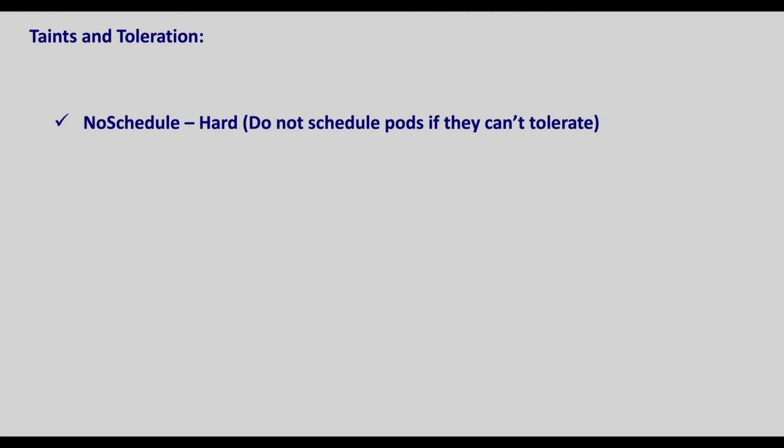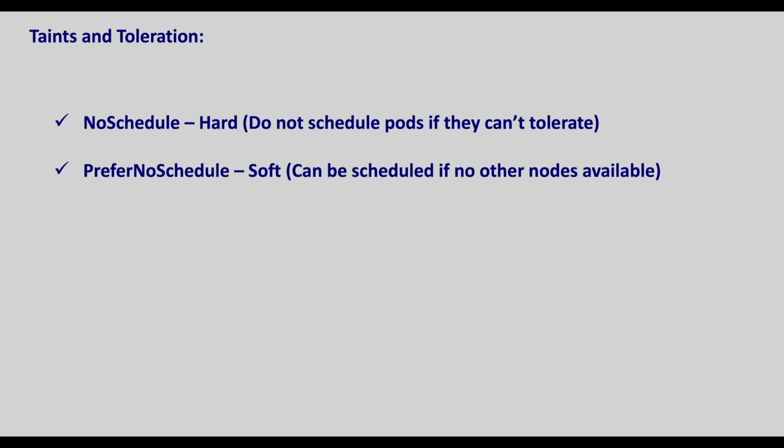The first one is NoSchedule, which is a hard rule. When we specify this taint effect, we are saying do not schedule the pods onto this node if the pods cannot tolerate this taint. And the second one is PreferNoSchedule. This is a soft rule. Here we are saying that the pods can be scheduled if no other nodes are available, even if the pods can't tolerate this taint.